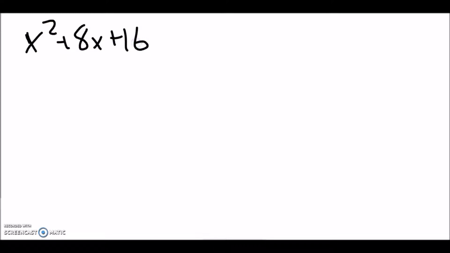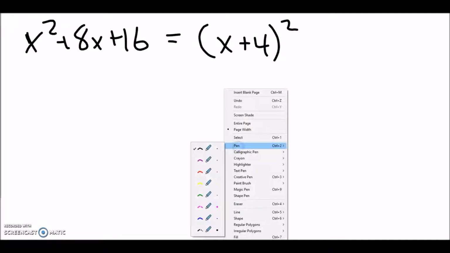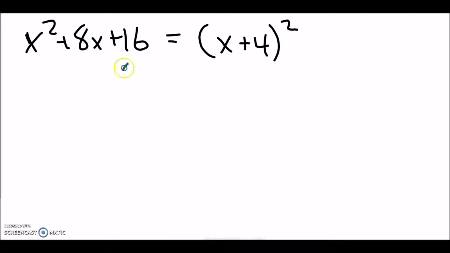This is our other special rule. This is just x plus 4 squared. What I have in my head here is that 16 is 4 squared, and 8 is 2 times that 4. And that's what gives me the idea that this might just be a parentheses squared.